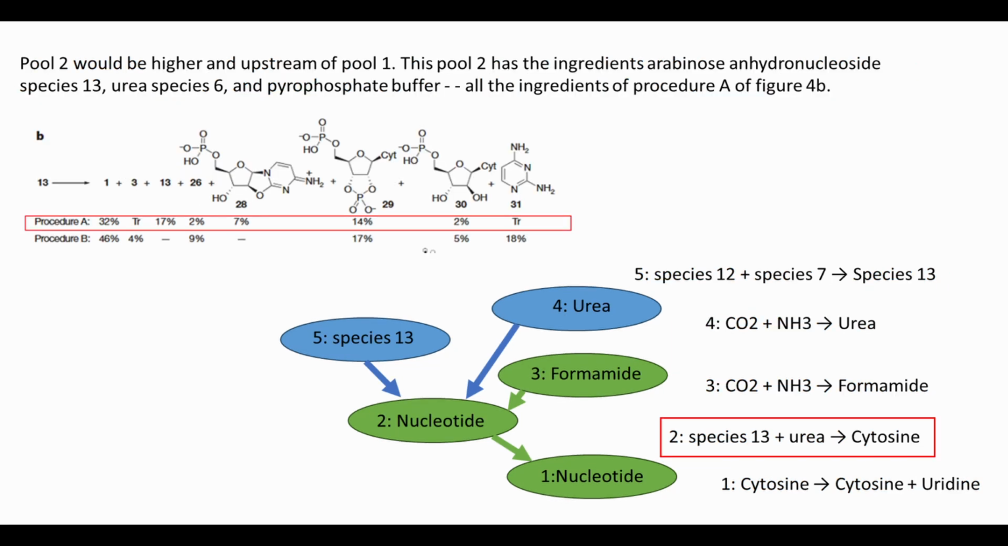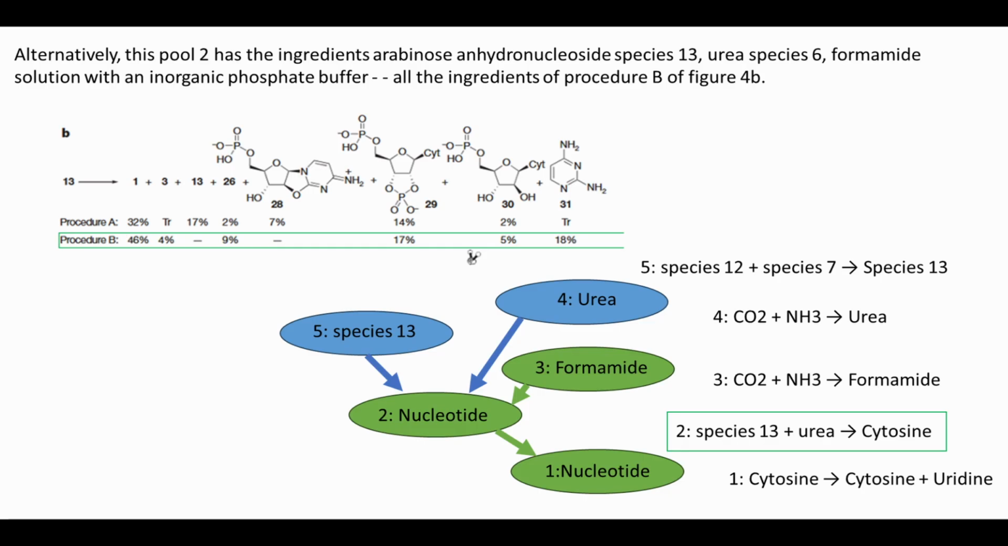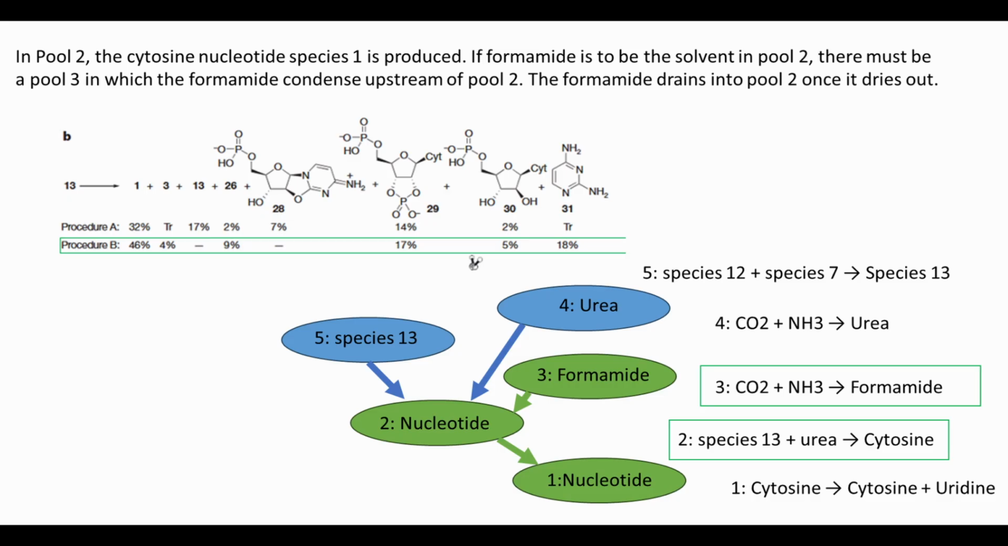Pool 2 would be higher and upstream of Pool 1. This Pool 2 has the ingredients arabinose anhydronucleoside, species 13, urea, species 6, and pyrophosphate buffer. All the ingredients of procedure A of Figure 4b. Alternatively, this Pool 2 has the ingredients arabinose anhydronucleoside, species 13, urea, species 6, formamide solution with an inorganic phosphate buffer. All the ingredients of procedure B of Figure 4b. In Pool 2, the cytosine nucleotide, species 1, is produced.